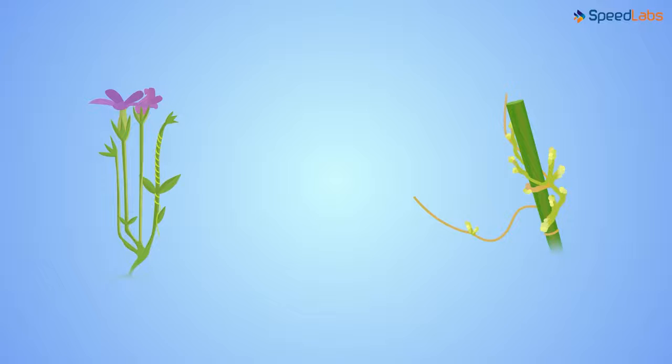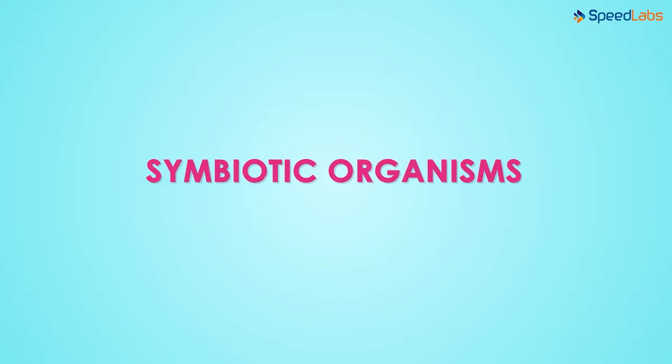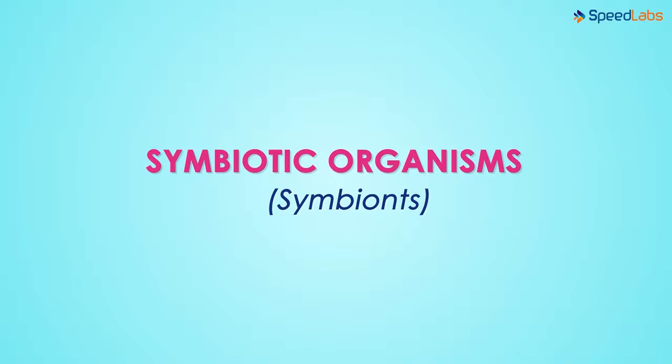In our previous video, we have seen how parasites obtain nutrition from a living host. Now let us move ahead and have a look at the next type from our list of heterotrophs. These are called symbiotic organisms or even symbionts. Before learning more about these organisms, let's understand the term symbiosis.